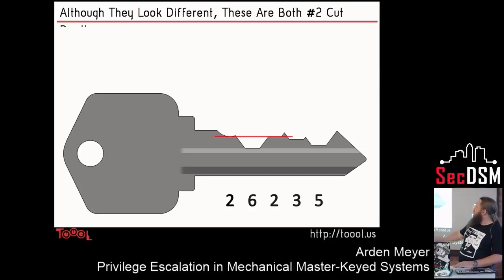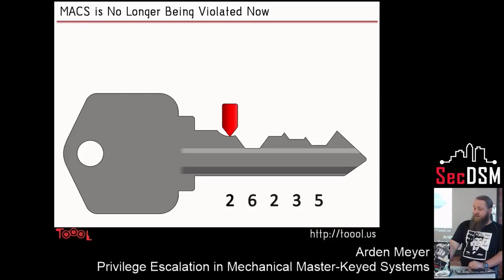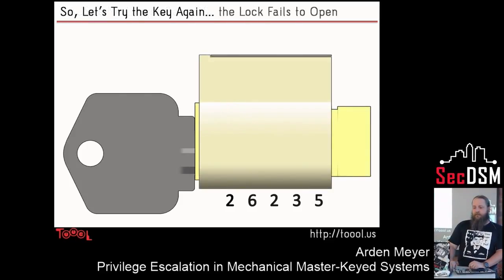So although these look different, they are still the same bitting depth. What we're showing here is that I'm manually taking a file on that first one, whereas the second, third, fourth, and fifth pins have been cut by a key cutter. But that's actually still the exact same depth. Again, max isn't violated now. We'll give that a try.